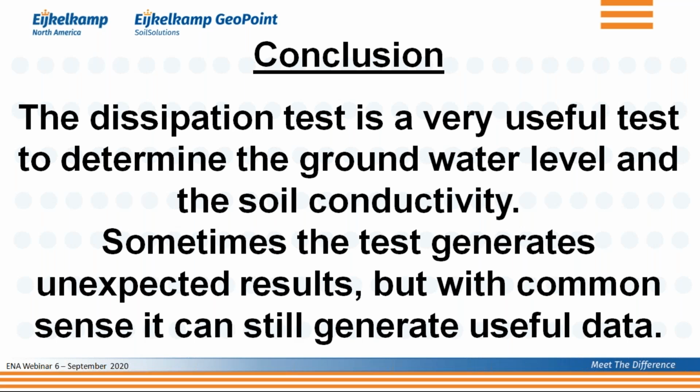Sometimes the test generates unexpected results. But, and that's very important to remember, with some common sense, if it goes too fast, just do it again, a little deeper, don't unclamp, or let the pressure come from negative, go back to positive, and then when you see it dropping, record it for a few minutes, and then call the engineer to figure out whether or not you can already finish your test. And that's how it can generate very useful information.